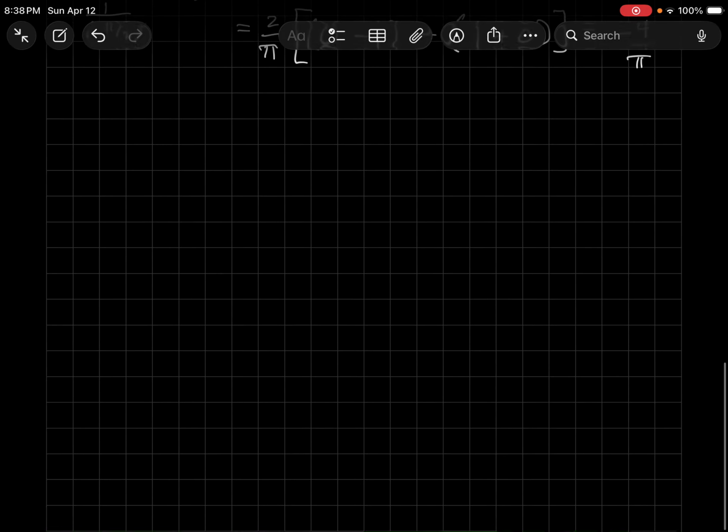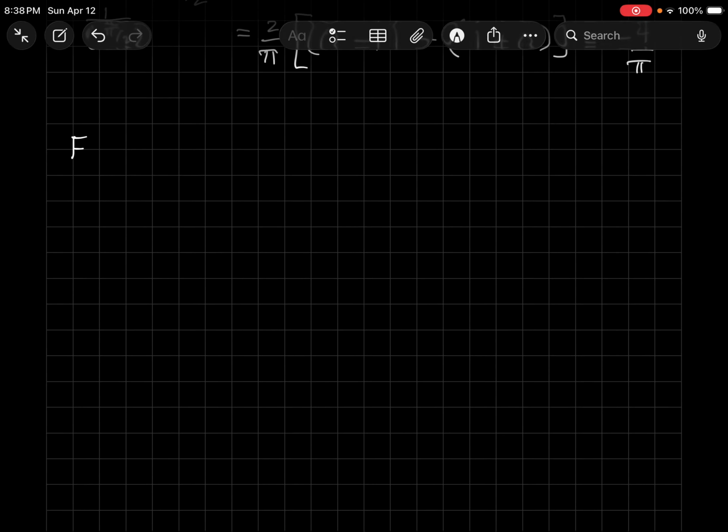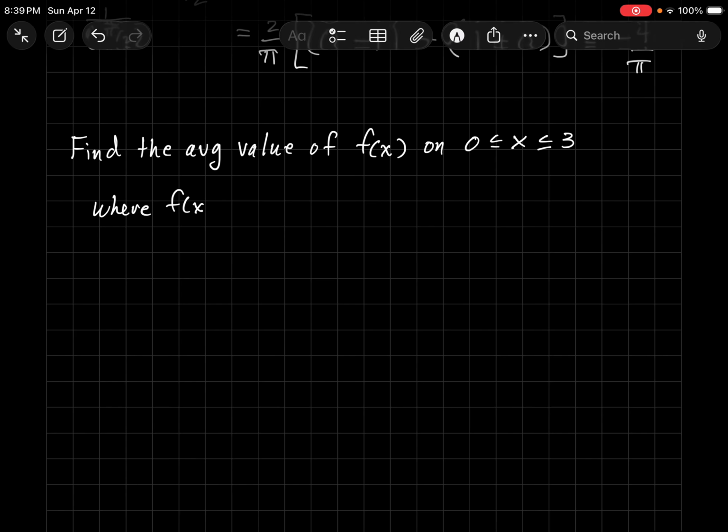Let's do one more example, which might look a little bit more complicated. But we're going to see that we'll do it basically the same way. So find the average value of f of x on the interval 0 to 3. I'll write my interval this way, where f of x is defined as a piecewise function. Specifically, it equals x plus 1 from 0 to 2, and equals x squared from 2 to 3.